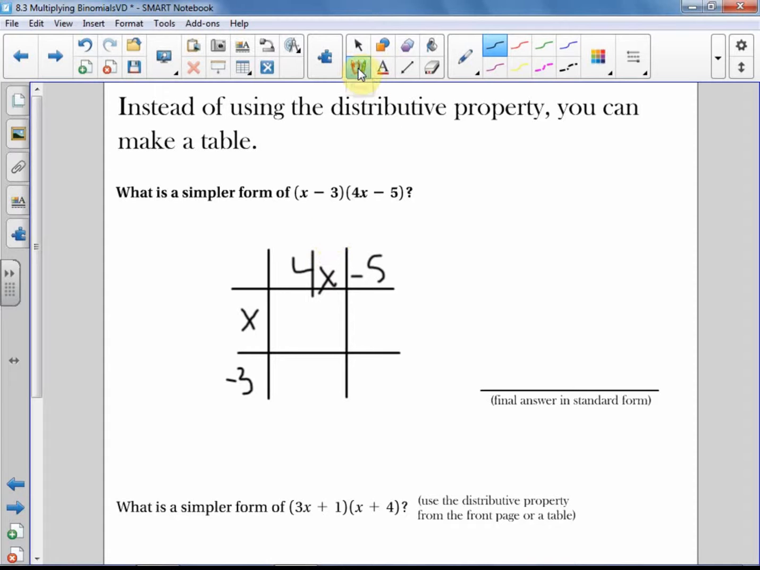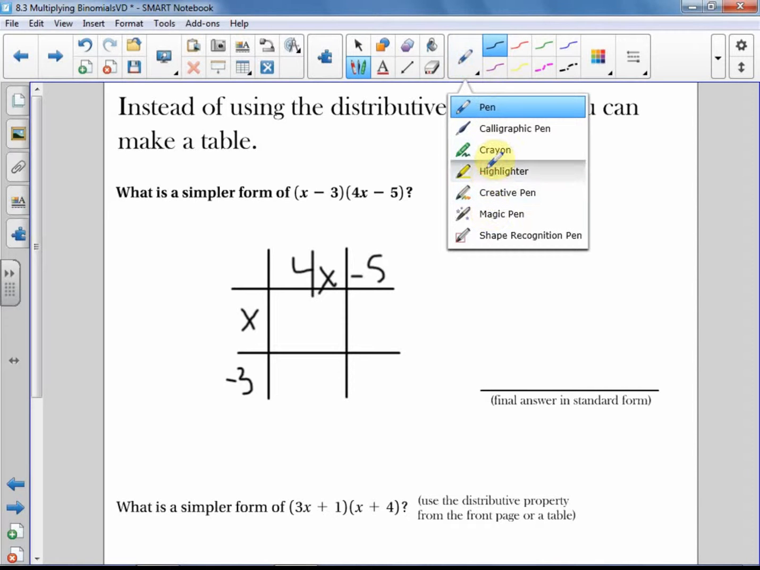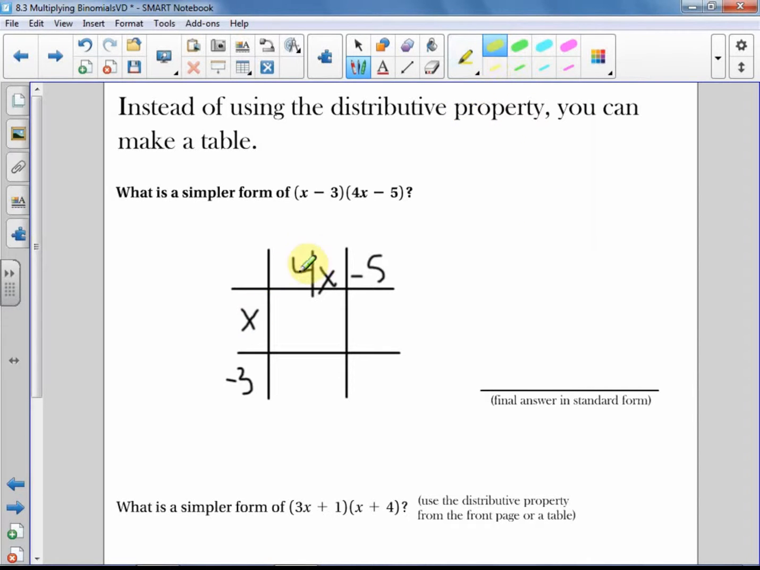So now I'm going to multiply using this chart. I'm going to multiply x times 4x. I'm going to try to highlight that for you. There we go. Maybe. So I'm going to multiply x times 4x, and that answer is going to go right here. And I'm also going to multiply x times negative 5. Once again, we're using the distributive property. It's just in a table format. So I have 4x times x, which is 4x squared. And then I'm going to multiply x times negative 5, and I'm going to put that product right here, negative 5x.